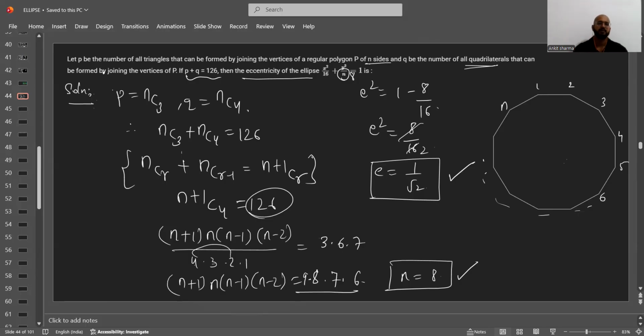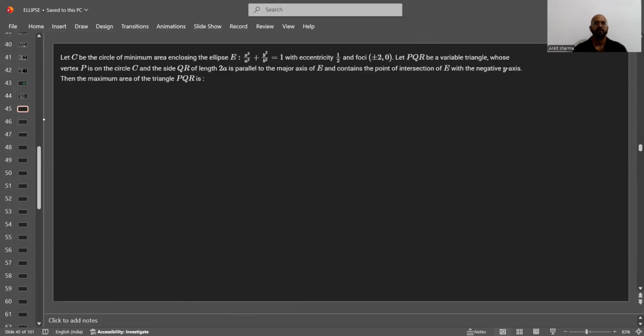All right. Now let's go ahead. We have another problem, and it is asking: let's see the circle of minimum area enclosing the ellipse. If we have an ellipse here, say this one, now I need the circle of minimum area which is enclosing this ellipse.